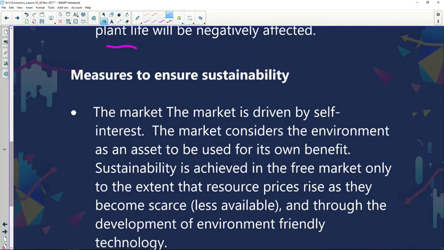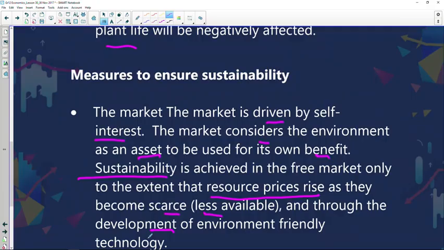So how do we ensure that we have sustainability in our environment? The market is driven by self-interest, so the market considers the environment as an asset to be used for its own benefit. Sustainability is achieved in the free market only to the extent that resource prices rise as they become scarce or less available. So you're dealing with the problem of scarcity, and then you have too many people chasing after a few products, which also leads to inflation.